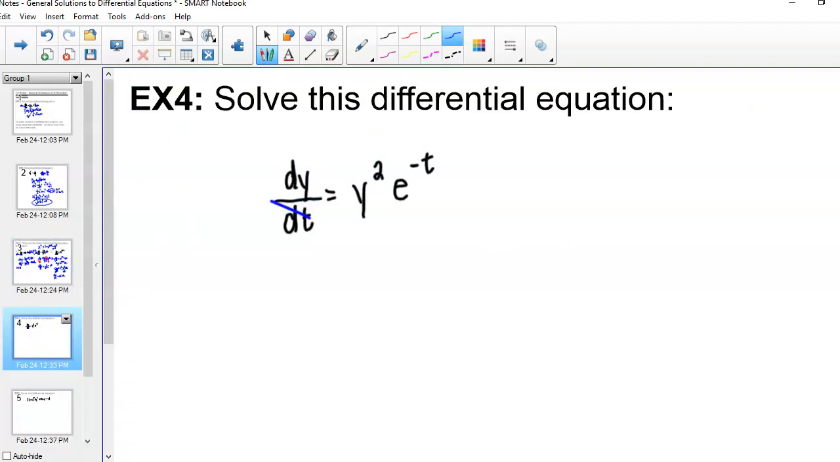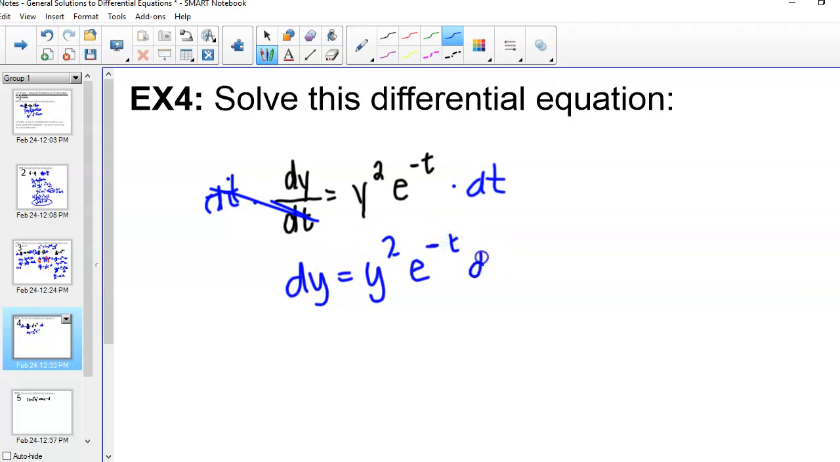We've got dy over dt equals y squared e to the negative t. So I'm going to start by multiplying both sides by dt. And so the dt's cancel over here. So I've got dy equals y squared e to the negative t dt. I want the y's to go over to the left-hand side, so I'm going to divide both sides by that y squared that we see there.